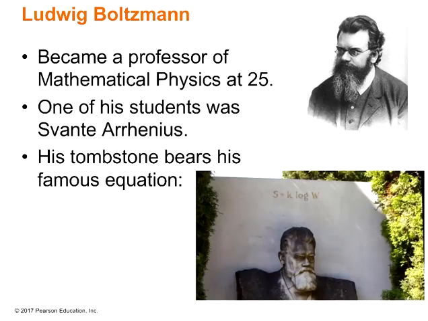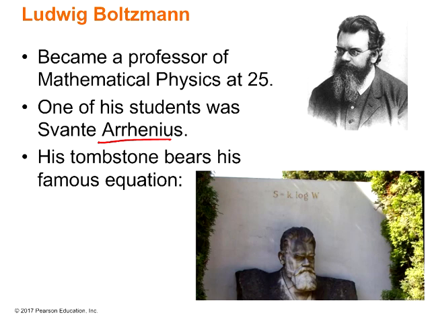Now, the scientist who came up with this definition is Ludwig Boltzmann. He was a really interesting scientist. He became a professor of mathematical physics at age 25, which is really young. And one of his students was Svante Arrhenius, if I'm pronouncing that correctly. So previously we talked about the Arrhenius equation, and that was named after one of Boltzmann's students.